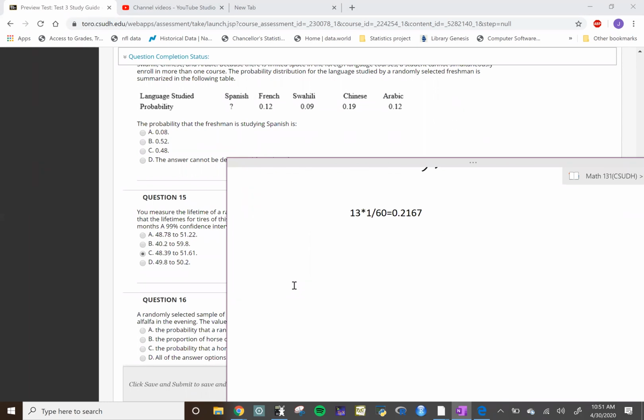So what we want to do is add French plus Swahili plus Chinese plus Arabic, which is equal to 0.52. Now I have to think, okay, those 4 languages are 0.52, but there's only one more language left, which is Spanish. Once I add Spanish plus the 4 other languages, it should add up to 1. So we just do 1 minus 0.52, which is 0.48. So that's C.